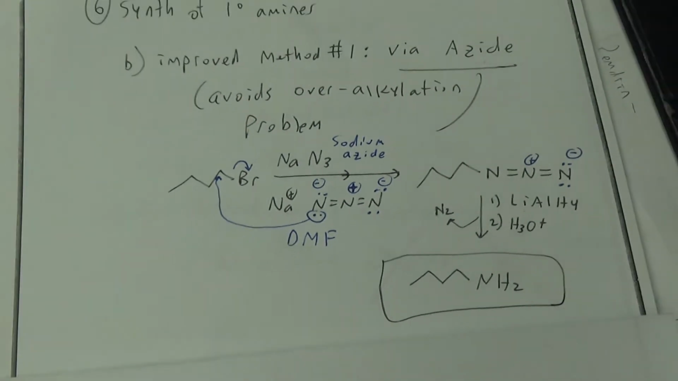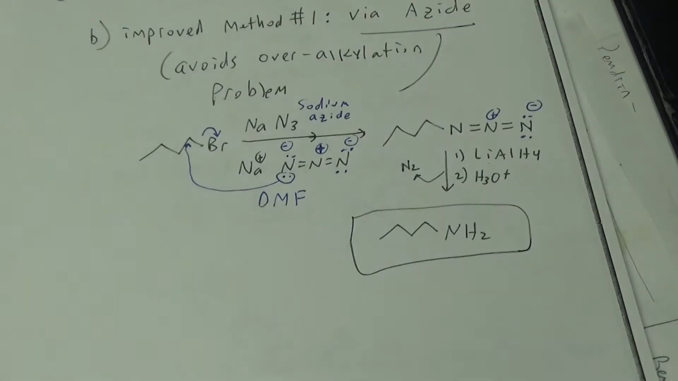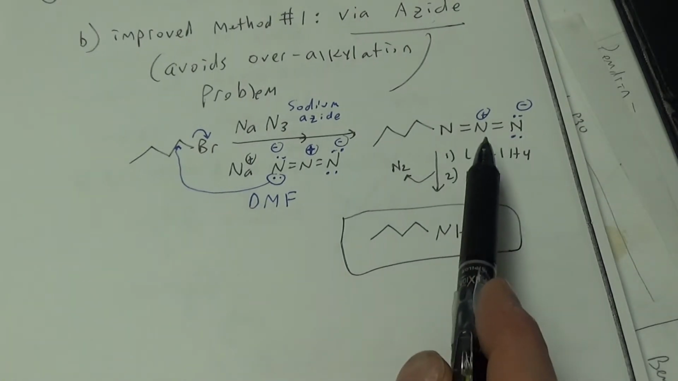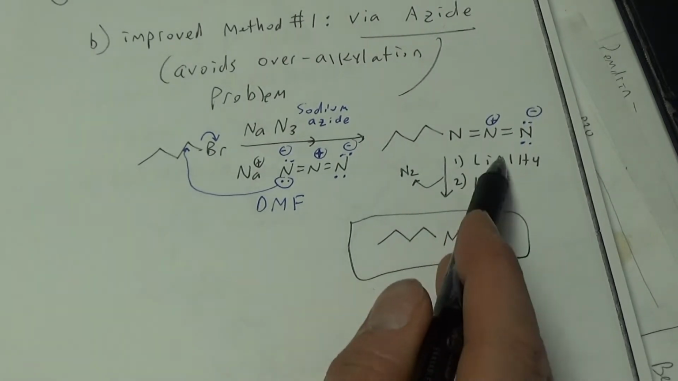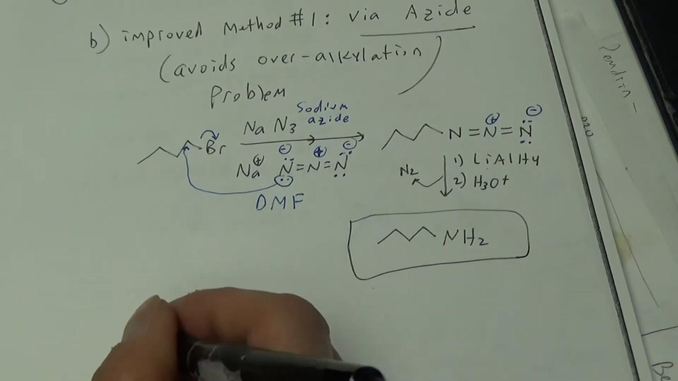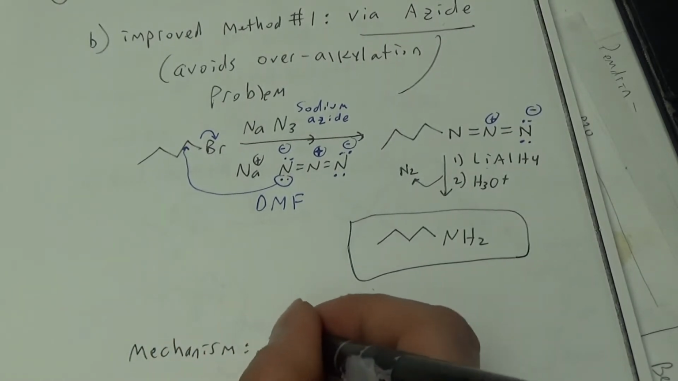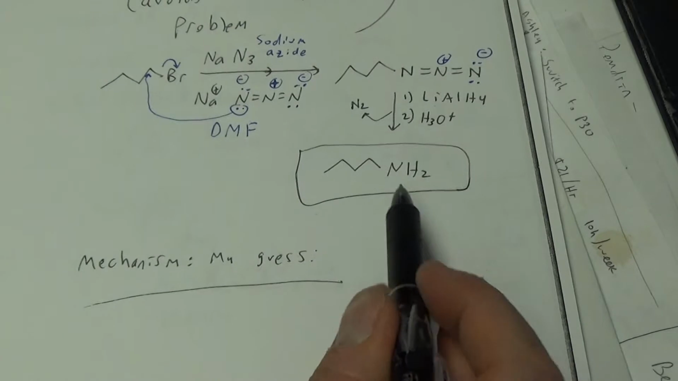Now we just have to do the mechanism of this one, and then we'll go on to the improved method number 2, which is a slightly different reaction. Alright, so one thing I want to show is a potential mechanism for how the azide gets reduced to the amine. It's a pretty easy mechanism, but it's not presented in the book, so I'm just making this up. This is my guess of the mechanism. I think it's a reasonable mechanism, for how that azide gets reduced to the amine.